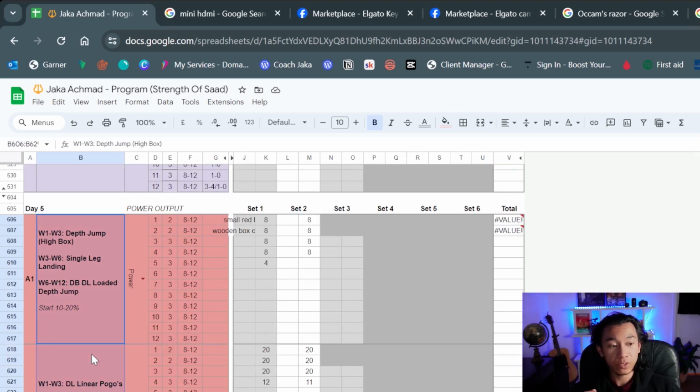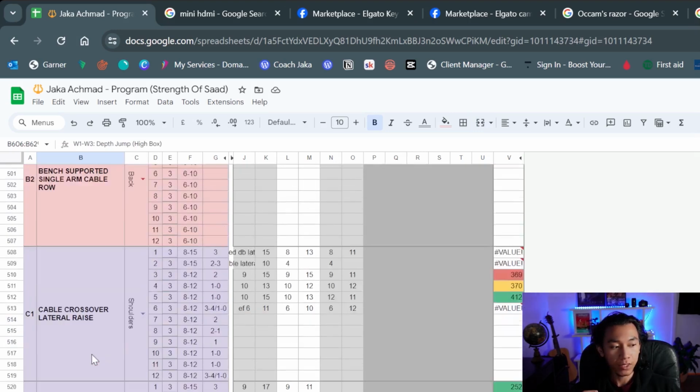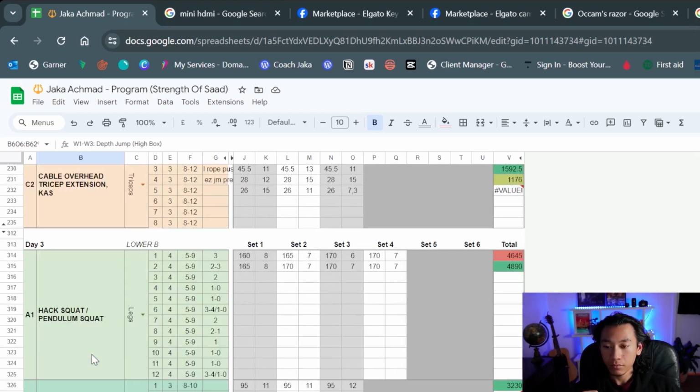I'll do my power-based movements over here. Then I will go to my strength or hypertrophy movement. In this case, it's just a hack squat, right? I don't really like barbell squatting. I don't find it enjoyable, and I don't really push it as hard.